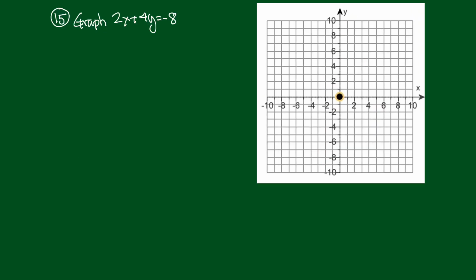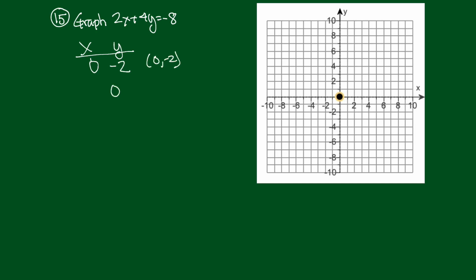Let's graph this one. Now notice this. These two coefficients, they both divide into 8. So I'm going to use the intercept form. I'm just going to find the intercepts. So here's how I'm going to do this. I'll have x and y, and I'm going to let x equal 0. So what do you get? When you let x equal 0, that term goes out. 4 divides evenly into -8, giving us -2. All right, so here's a point, 0, -2.